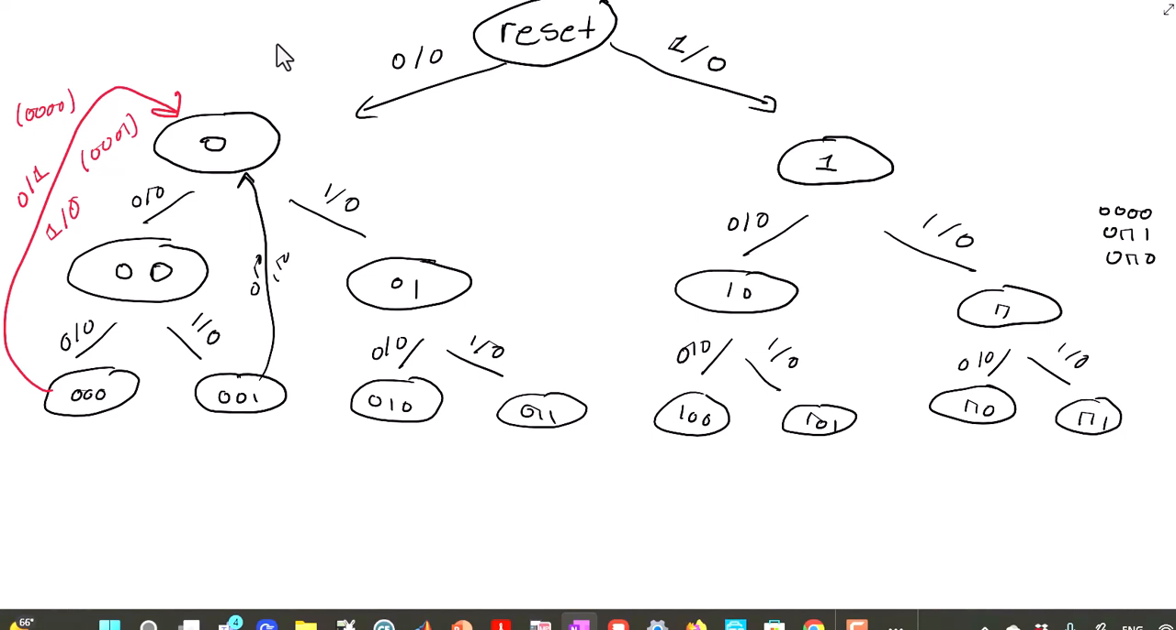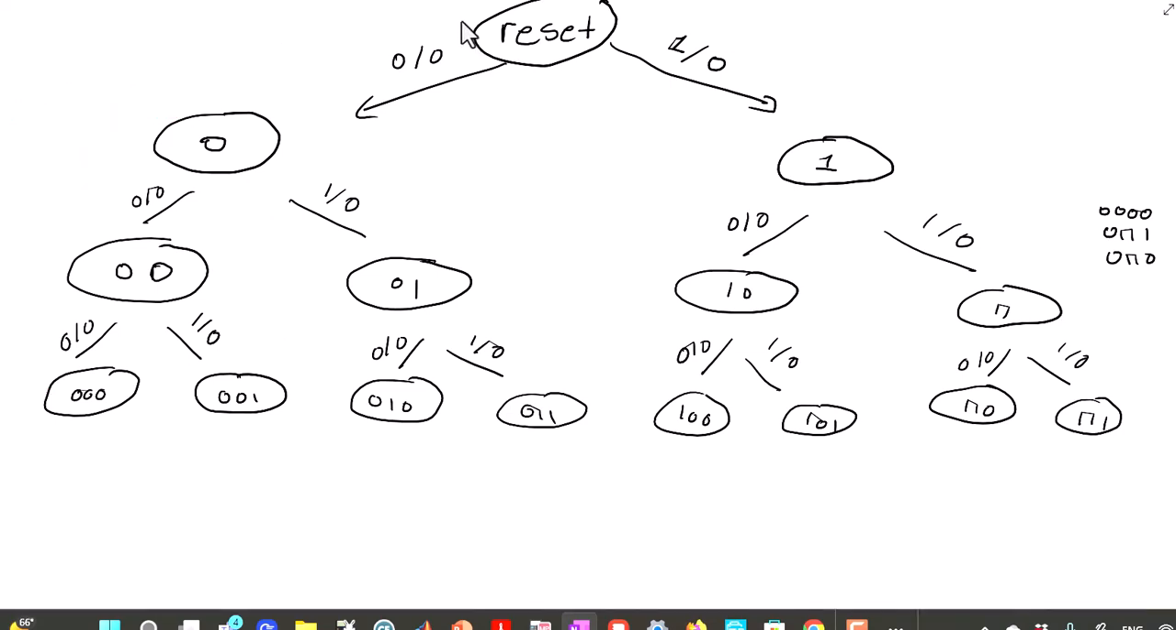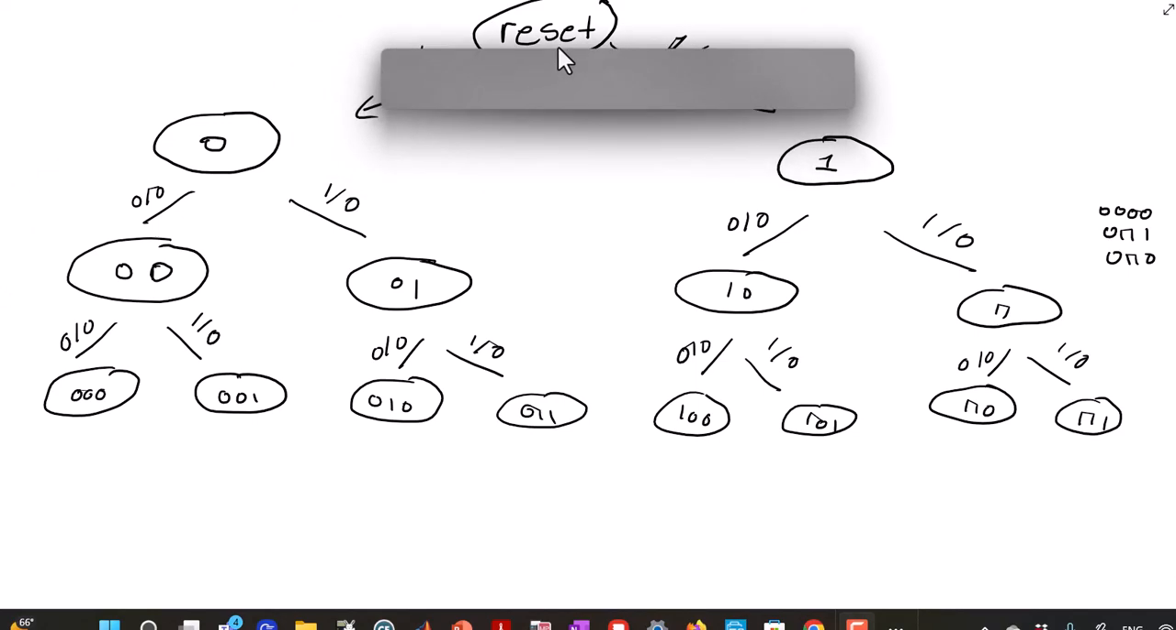Okay, 0, 1, 0. Does that match the first 3 bits? Nope. So this next one is also, whoa, I did this going to the wrong place. We need to go to the reset because we have to start over, so not to the 0.